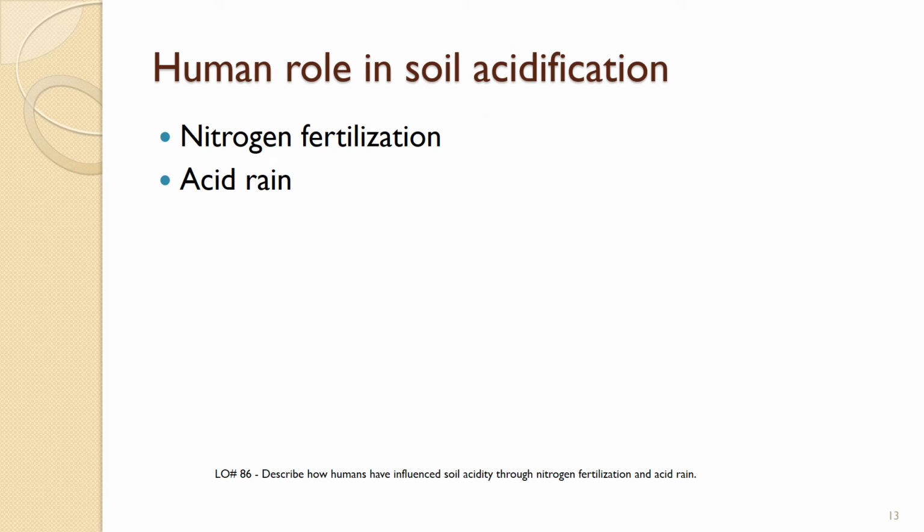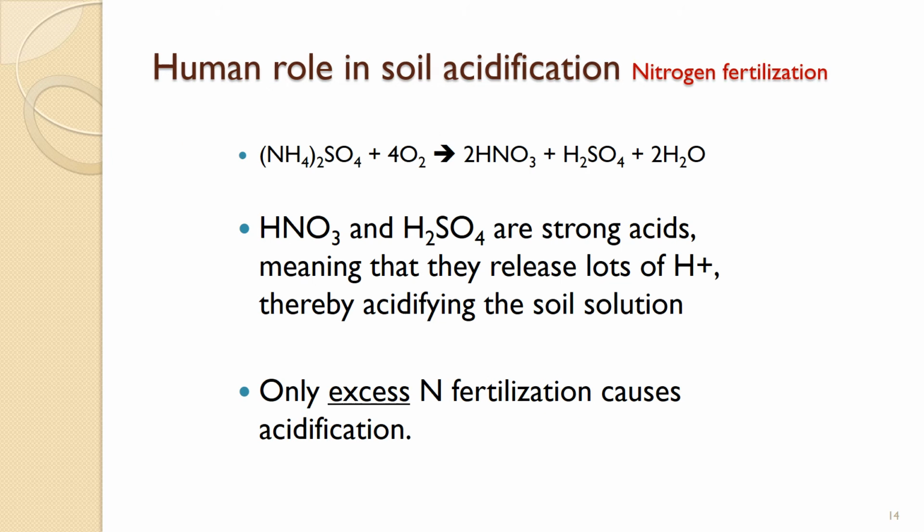So we also play a role in soil acidification. When we fertilize for nitrogen, it causes acidification in the soil, and acid rain can also lead to acidification of the soil. So as we talk about nitrogen fertilization, you don't have to know this equation, it just helps paint the story. Nitric acid and sulfuric acid are very strong acids, meaning a strong acid very readily releases its protons. And as we know, when protons are available, things can easily turn acidic.